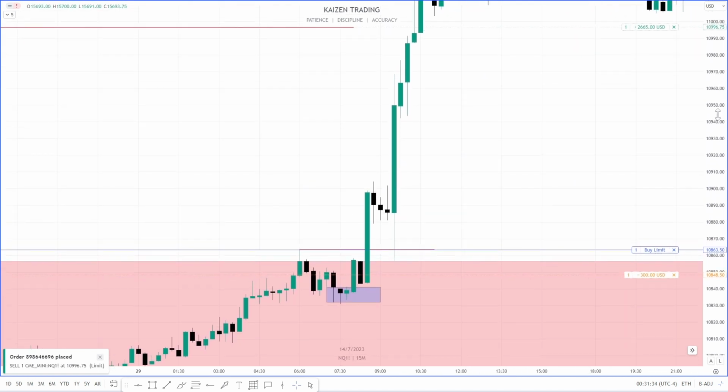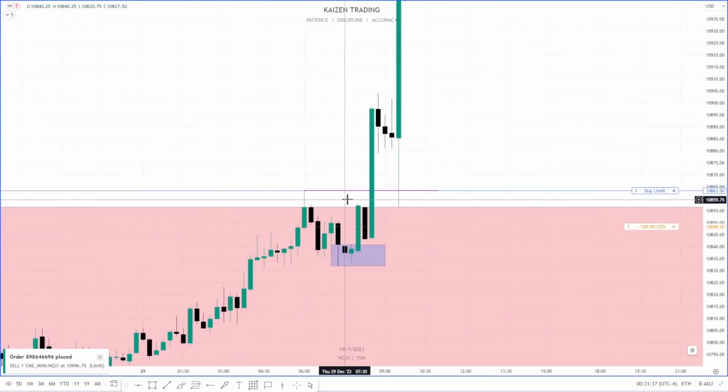All right, so let's study price action a little further. So that's one entry.